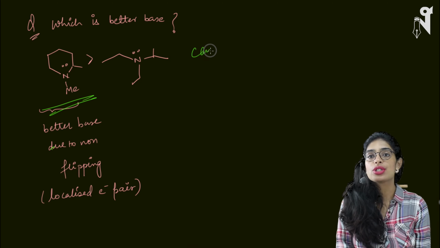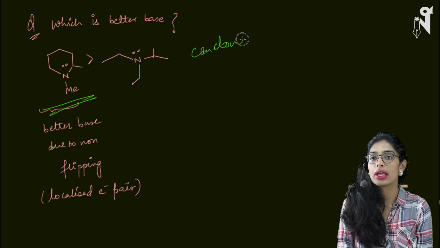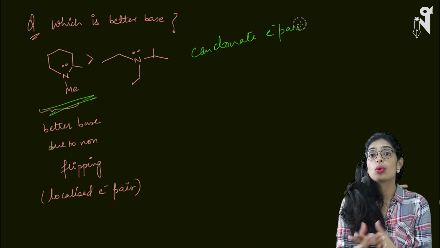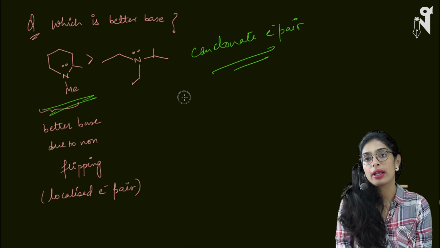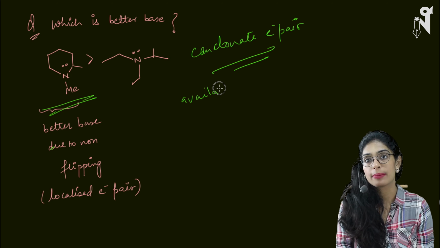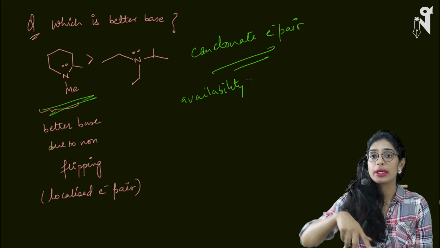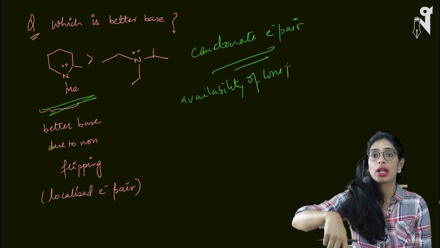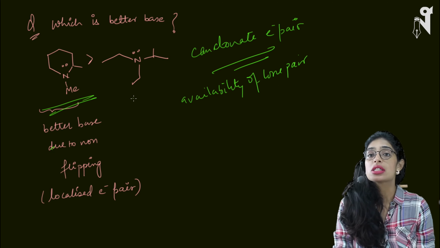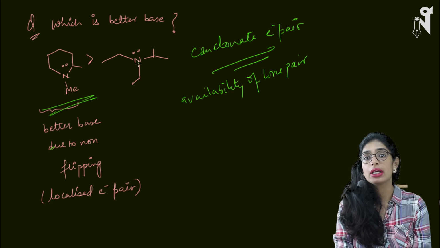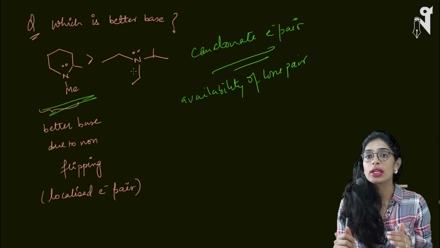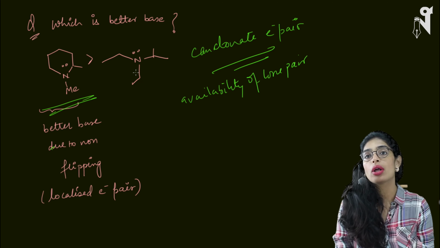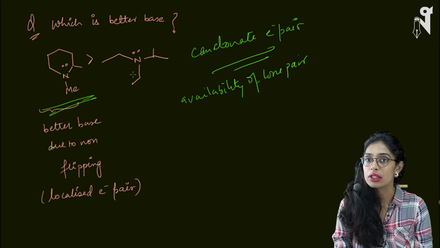Base is the one which can accept the H plus or can share its lone pair with something. So availability of lone pair is the basicity, or the basic strength. Now, when you're talking about flipping, the electron is jumping from one place to another. So what will happen if the flipping is happening? The electron will not be static or localized. It will always be moving. An attack on those electrons is going to be a little difficult.